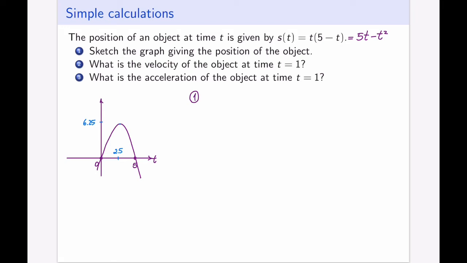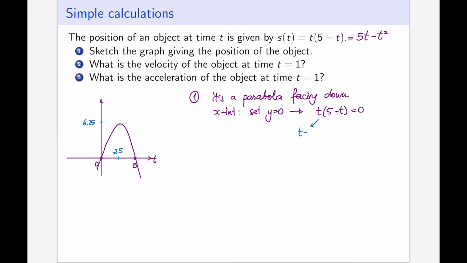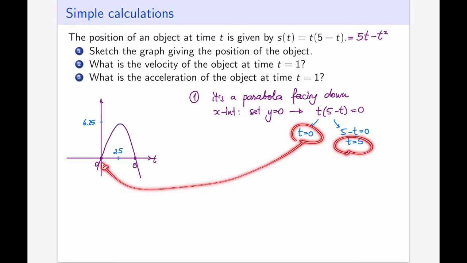We know it's a parabola function facing down. And if I wanted to write down some arithmetic that I did to find its x-intercepts, I know that I have to set y to be 0. So that will mean that I have t times (5 minus t) equals 0. The reason that the factored out form is useful is that in order for the product to be 0, one of the two factors must be 0, which gives me the two roots, t equals 0 and t equals 5. Okay, and I have my entire graph.